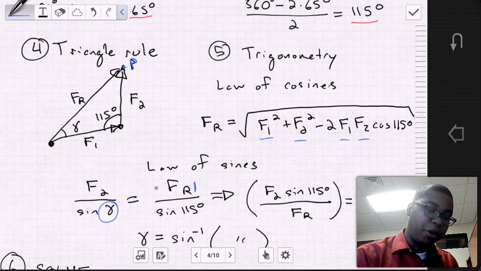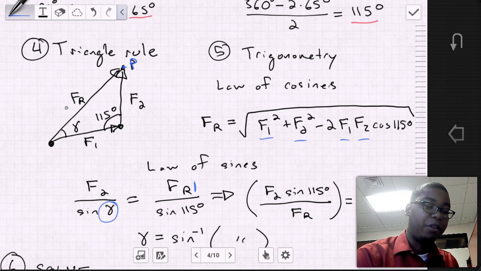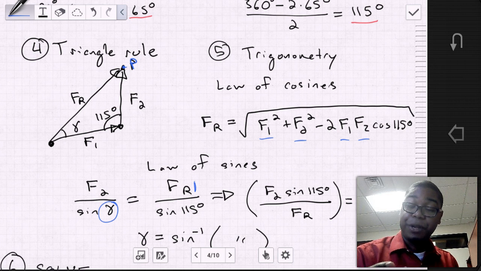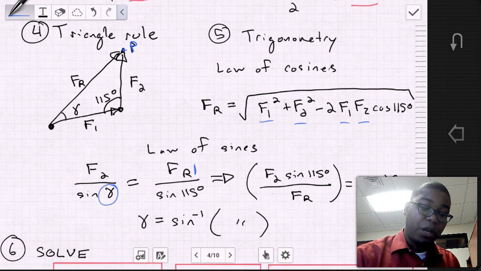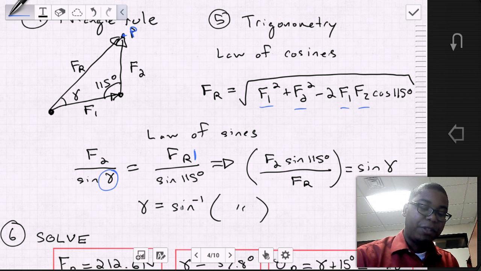If we look at this problem, we know F2, we've just calculated FR, and we have our angle of 115 degrees. So we need to find that angle gamma, which is the angle between force vector 1 and the resultant force vector. We can simply rearrange this equation and solve for gamma, where we move the known terms to one side of the equation and take the sine inverse, and we'll find that gamma is equal to the sine inverse of F2 times sine of 115 divided by FR.